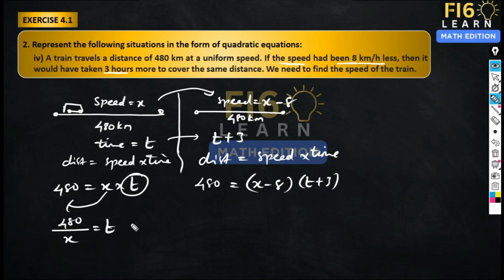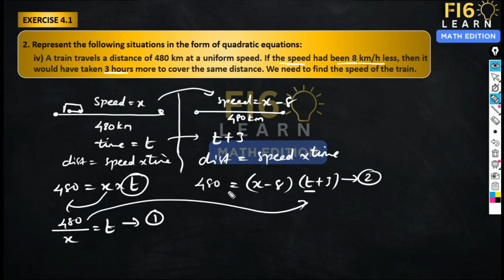So I am numbering this as equation 1 and this as equation 2. Now I am going to use equation 1 in equation 2. So instead of this t, I am going to replace it with 480 by x, because the value of t is 480 by x, right? So I am going to replace it. So 480 is equal to x minus 8 into, so instead of this t, we can put 480 by x here. Okay, so we will get 480 by x, and this plus 3 will become here.